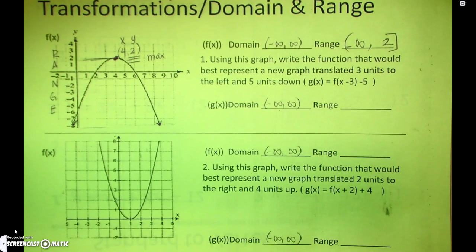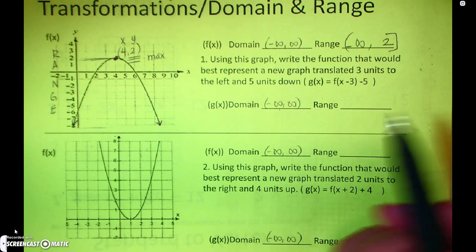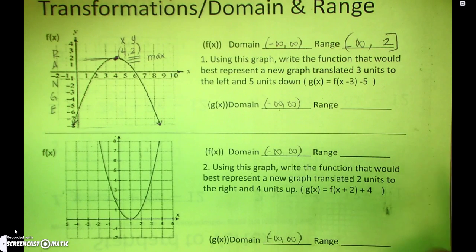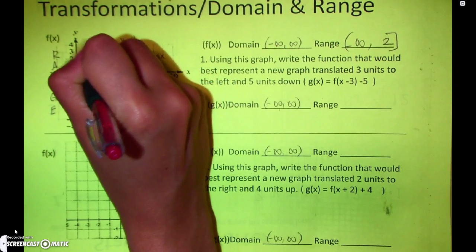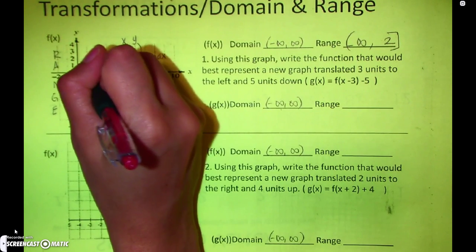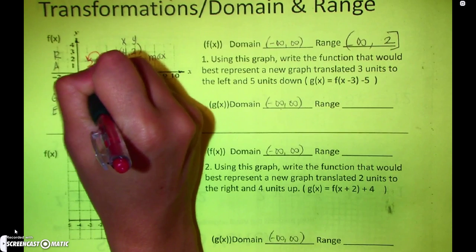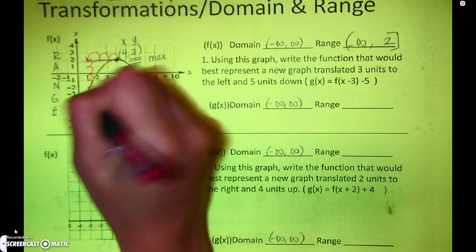2 goes last. It says, using this graph, write the function that would best represent a new graph translated 3 units to the left. You're going to take your vertex point and go 3 units to the left. 1, 2, 3. And then you're going to go down 5 units. So 1, 2, 3, 4, and 5. This is where the graph lands.